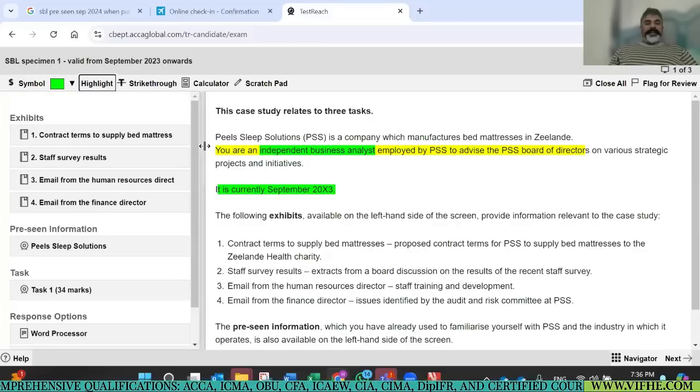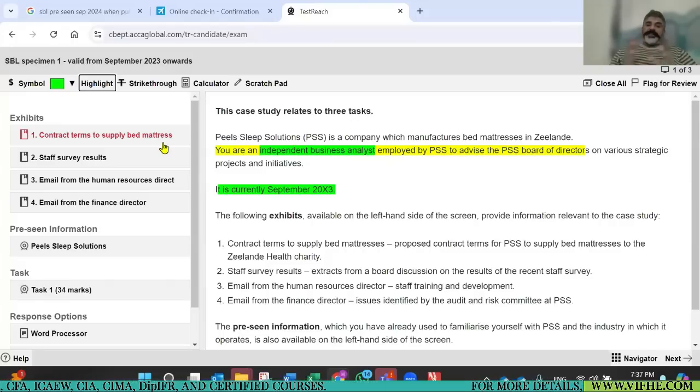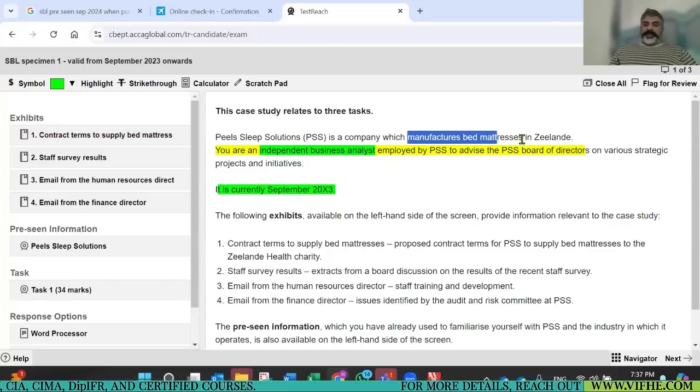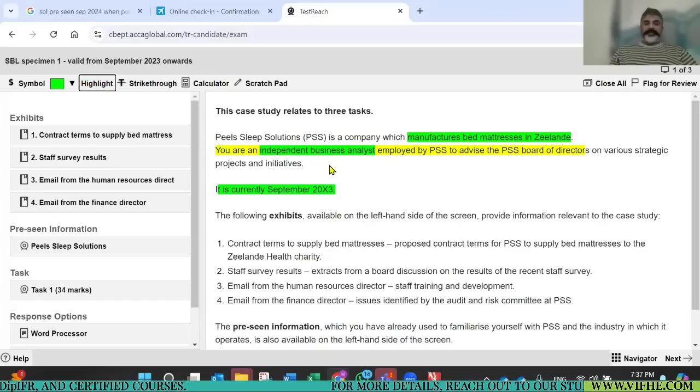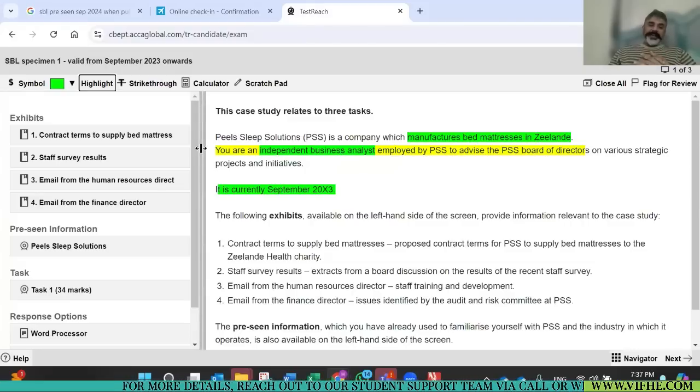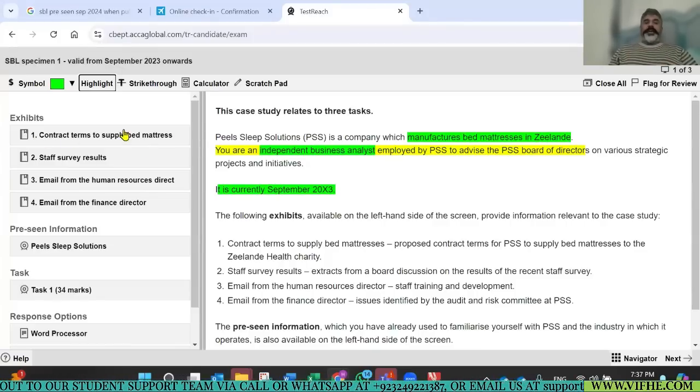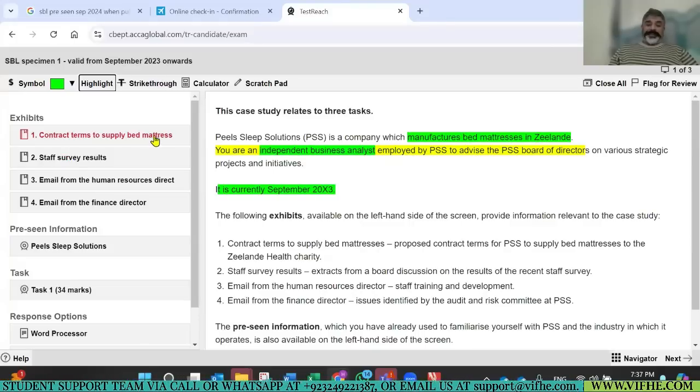Now there are 4 exhibits. The first exhibit says contract terms to supply bed mattresses. So this company manufactures bed mattresses. These are probably some proposal, the contractual terms of supplying bed mattresses. So I'm pretty sure this is a common sense question.